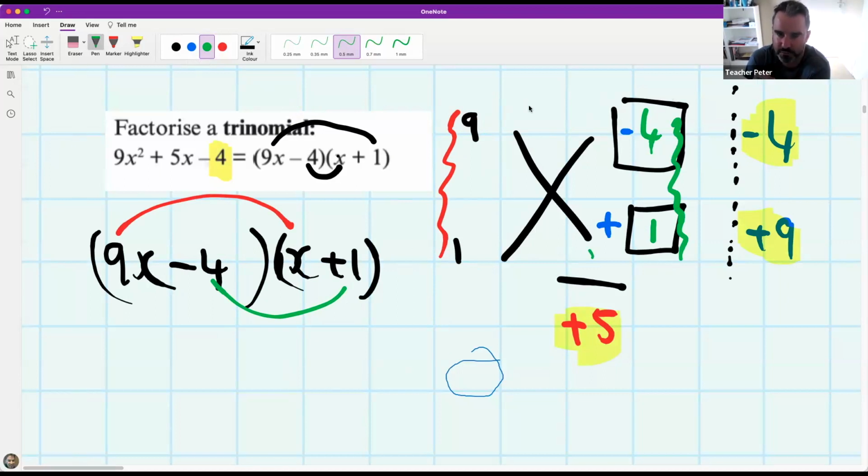Now, I might have confused some of you if you've never seen that method before. But give me a thumbs up if you've seen that method before or you feel comfortable doing this trinomial question. Let me know in the chat. We're going to do some more now to practice this, but I just want to get a feel for what the group has seen and what they haven't seen.